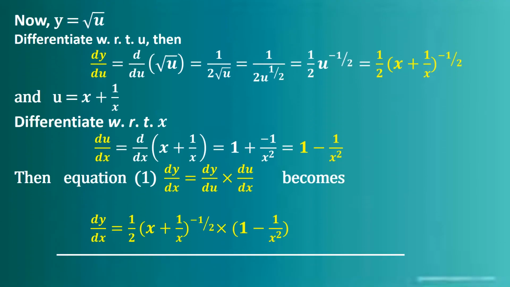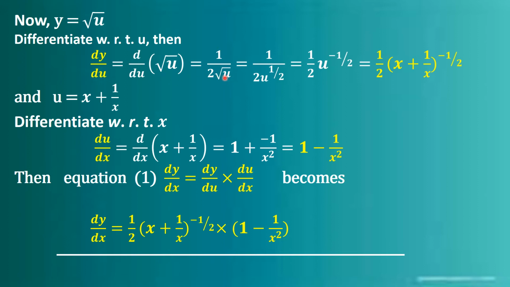Now we consider y is equal to root u and differentiate this y with respect to u. Then dy by du will be d by du of root u. That is like d by dx of root x. If it is root x, then we will write 1 upon 2 root x. Similarly, it is root u, so we are differentiating with respect to u, so the answer will be 1 upon 2 root u.